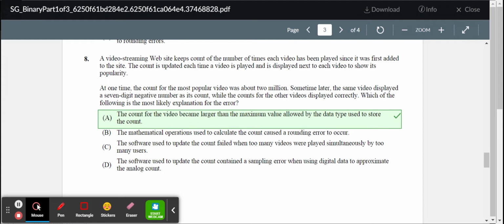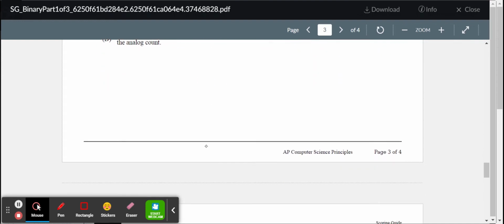The count became larger than the maximum value by the data type used to store it, and it had an overflow error, basically. So when everything gets too big for something, it's usually an overflow error. Rounding error won't happen because a view is a full view. The software used to update the count failed when too many videos were played. No, that won't work. The software contained a sampling error. No, no sampling error. We got too big. Too big. Overflow error.